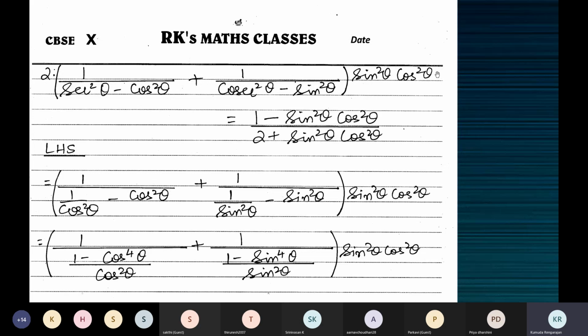This is the left hand side. Then this is the common denominator. Again, cos square theta. So 1 minus cos square theta into cos square theta, like a square into a square is a to the power 4. So cos theta to the power 4, plus 1 by 1 minus sine theta to the power 4 by sine square theta, upon taking the common denominator into sine square theta cos square theta.